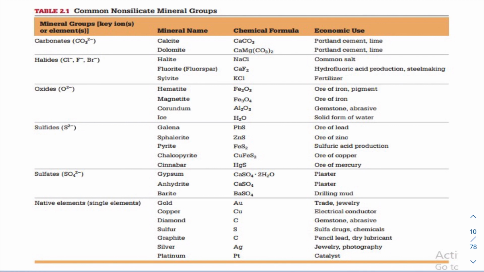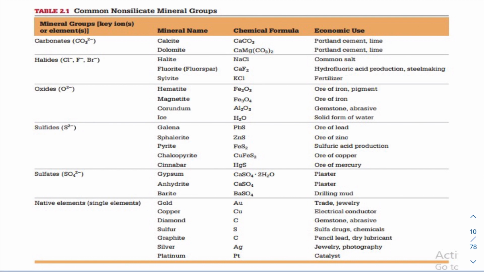For the oxides, we have hematite, magnetite, corundum, and ice. By the way, ice can also be classified as a mineral. I'm hoping we were able to talk about that, but ice can be considered a mineral. Your sulfides: galena, an ore of lead; sphalerite, an ore of zinc; pyrite, chalcopyrite, and cinnabar. These are all ores, right? Unlike your halides, which can be salt for us, these are not edible. But they are used in our construction and automobiles.